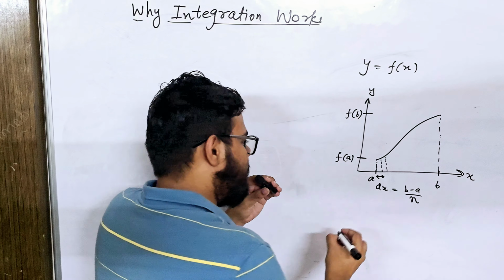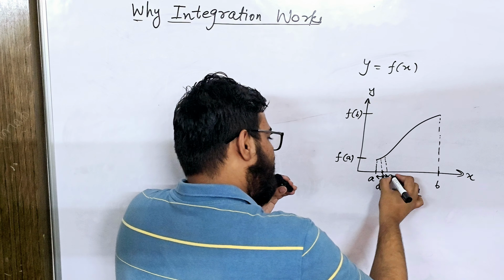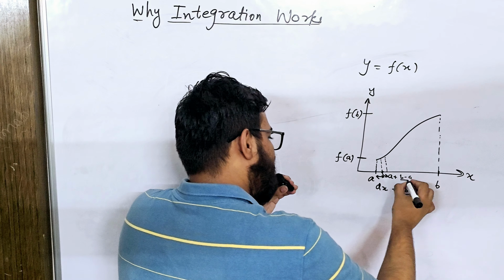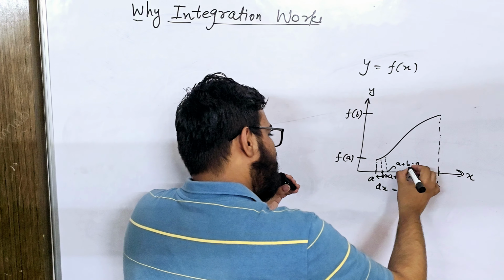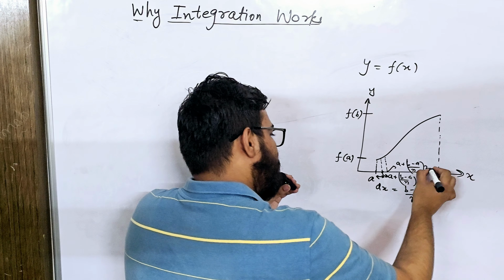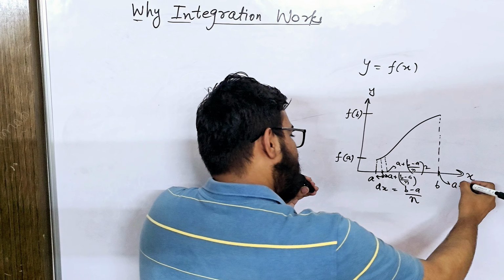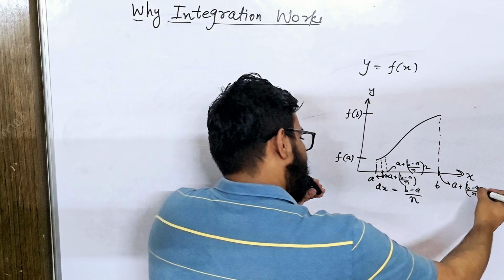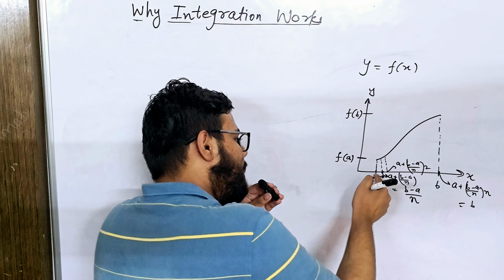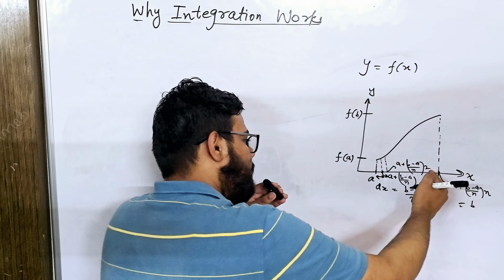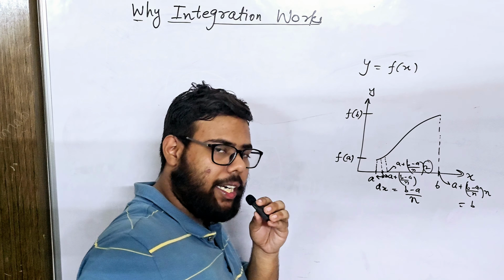So it means that this abscissa will be equal to a plus (b minus a) by n, and this will be a plus (b minus a) by n multiplied by 2, and this is a plus (b minus a) by n into n, which is b, right? Over here, this factor is equal to 0, right?